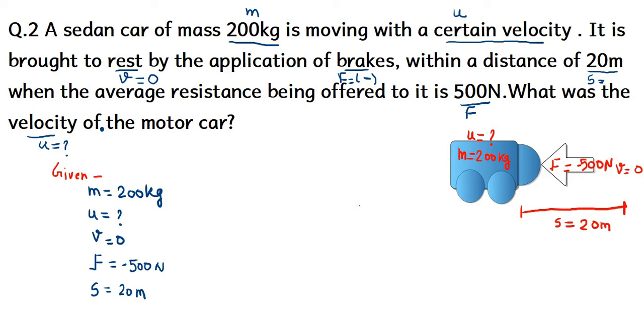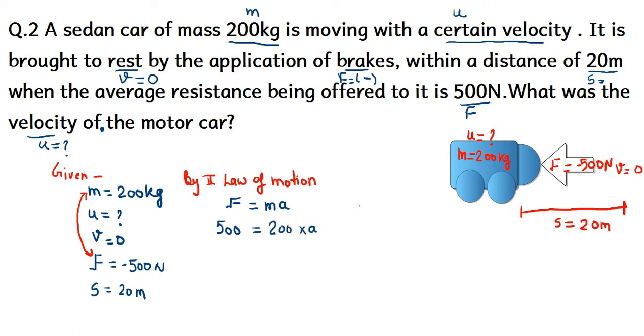Now student, we have F and m. Clearly we can use second law of motion to find the acceleration of an object. F is equal to ma. F and m values we are having. Okay, placing this into a. Now I will place negative sign before F.